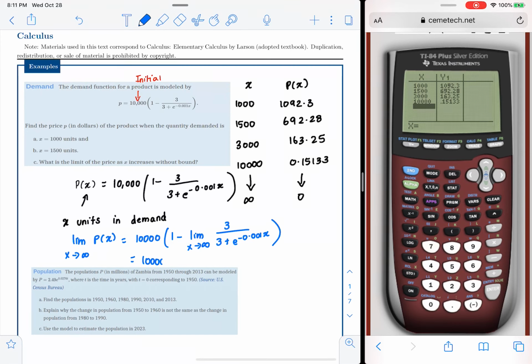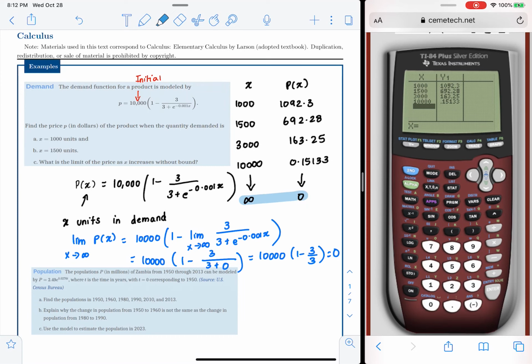So when we apply the limit, the numerator would remain as is, the denominator 3 plus e raised to the x, as x is approaching infinity, so we would end up having e raised to negative infinity, which is a rapid decay towards 0. So we would end up having 10,000 times 1 minus 3 over 3, which is 0. And that's the conclusion that we had over here. And let's graph it to see if it in fact goes to 0.